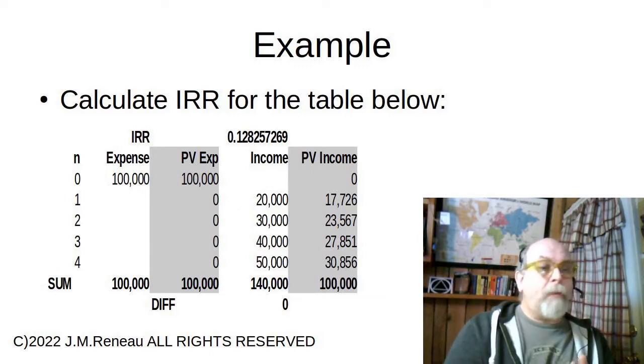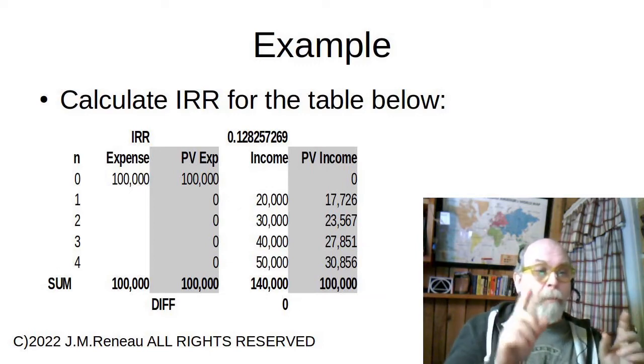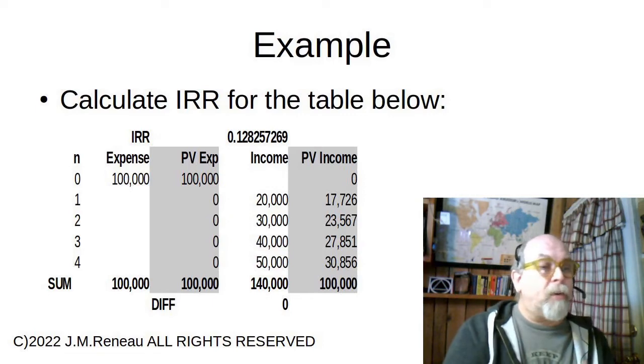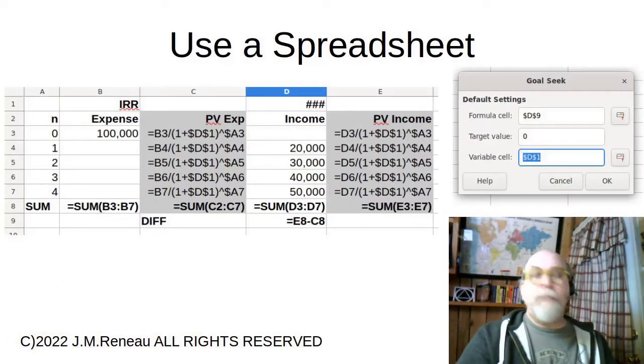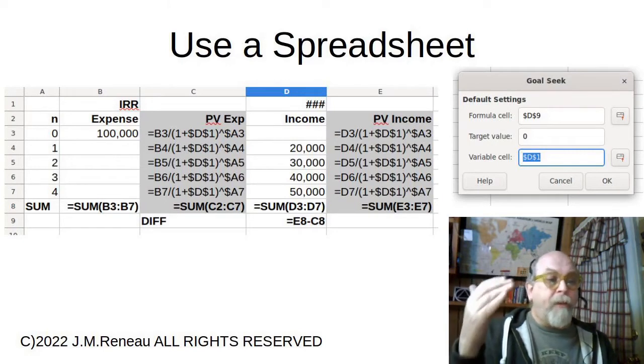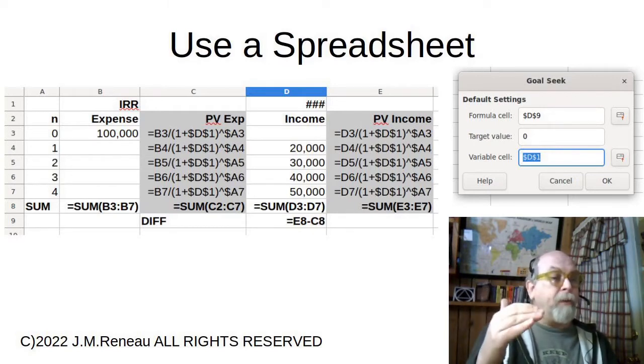So I calculate using my spreadsheet all of our present values, and then I calculate the difference between the two, and then I use goal seeking within my spreadsheet to calculate the internal rate of return of 12.8%. Let me show you the details of that on the next slide. So here you can see I calculate the present value of all of the expenses. Now we only have expenses in year 0, but we could have had expenses in year 1, 2, 3, and 4 that we would need to calculate the present value for, and we would then have our sum of the present values of the expenses.